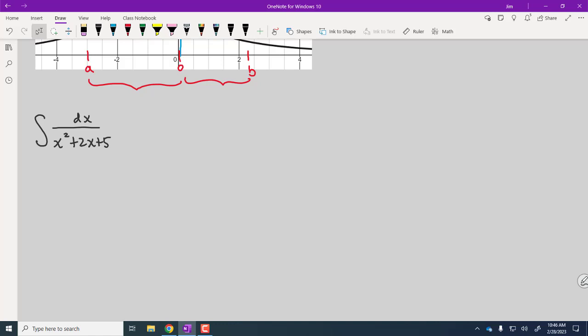What is our strategy when we have a non-factorable quadratic in the denominator? Just make it a perfect square. Yep, make it a perfect square, complete the square. So we need a 1 with this first part. So x squared plus 2x plus 1 plus 4. Bless you. Divide by 2 and square. So 2 divided by 2 is 1, 1 squared is 1.